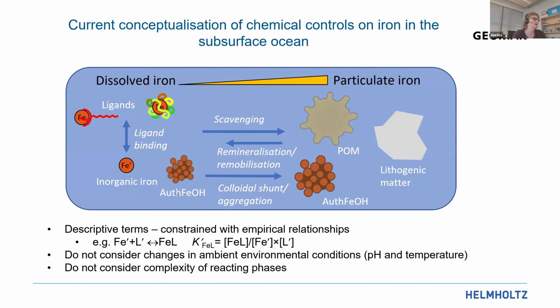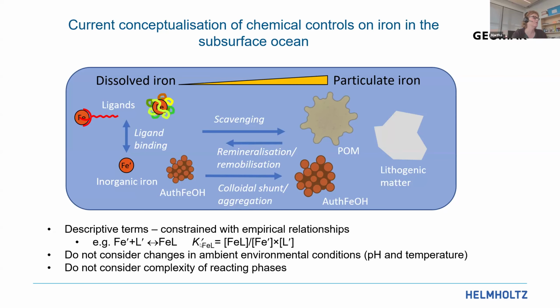And then we also have this authigenic iron formation, authigenic iron hydroxides, and that's because iron is quite insoluble in seawater, and so you get iron precipitation as ferrihydrite, essentially. And this then polymerizes and aggregates and becomes particulate authigenic iron. So these things are all parameterized in global biogeochemical models, but they tend to be fairly descriptively parameterized, and they're constrained with empirical relationships. And so the classic one is this one, which describes the ligand binding component, which is parameterized with this log K value, which is an affinity.